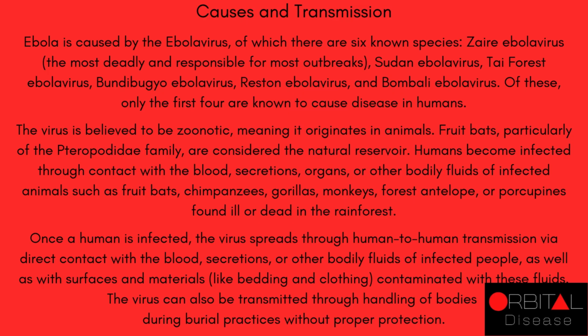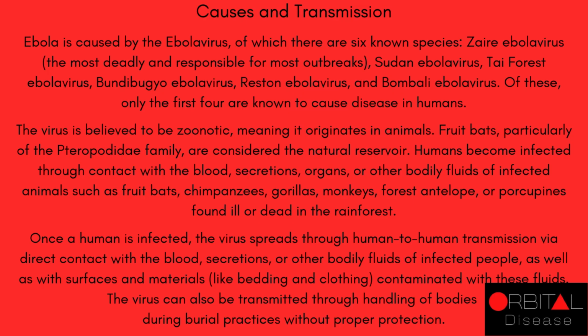The virus is believed to be zoonotic, meaning it originates in animals. Fruit bats, particularly of the Pteropodidae family, are considered the natural reservoir. Humans become infected through contact with the blood, secretions, organs, or other bodily fluids of infected animals such as fruit bats, chimpanzees, gorillas, monkeys, forest antelope, or porcupines found ill or dead in the rainforest.